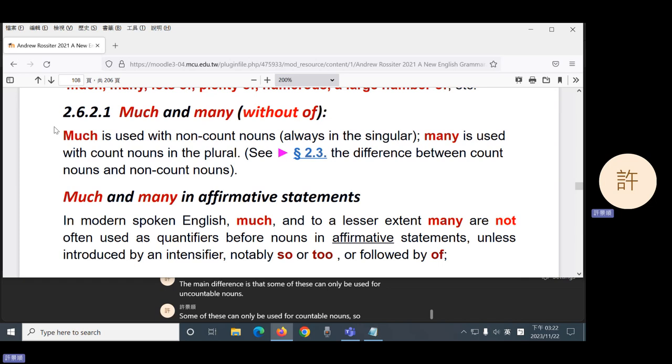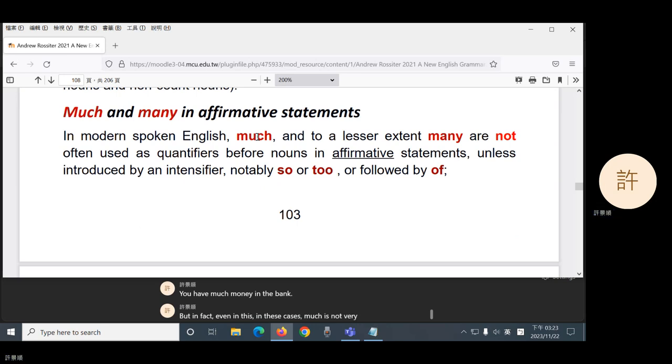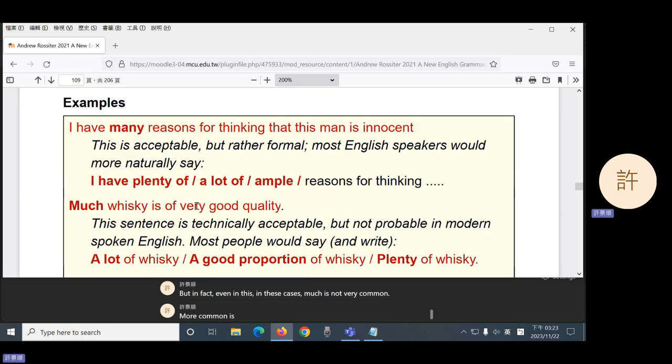So for example, much and many. Without the word of, many can only be used with countable nouns. There are many people in the room. Much can only be used with uncountable nouns. There is much goodwill in the room. You have much money in the bank. But in fact, even in these cases, much is not very common. More common is simply to use the phrase a lot of.